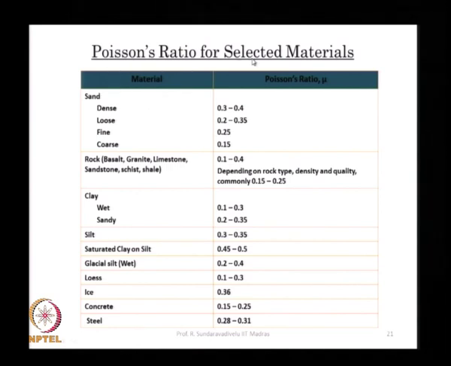Then we have Poisson's ratio. You know what is Poisson's ratio? What is Poisson's ratio?